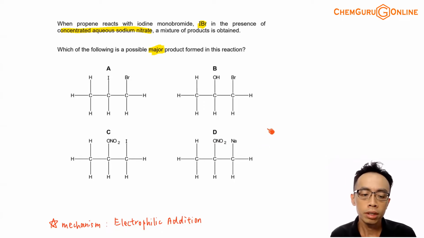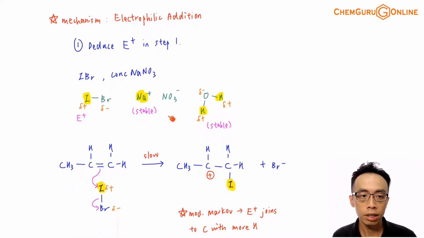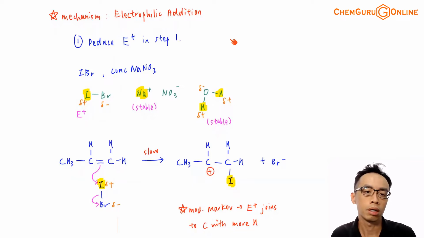Now, if I consider the electrophilic addition mechanism for alkenes, we understand that in the first step, your electrophile is involved and it joins to my alkene and we form a carbocation. So the first thing we have to deduce, based on the reactants involving IBr and concentrated aqueous sodium nitrate, is which of all the species present is the possible electrophile in step number 1. First thing we have to determine is the electrophile, because the electrophile is involved in the first step.